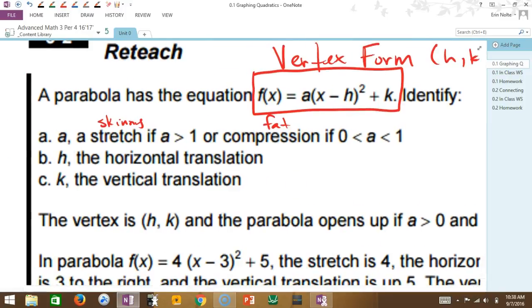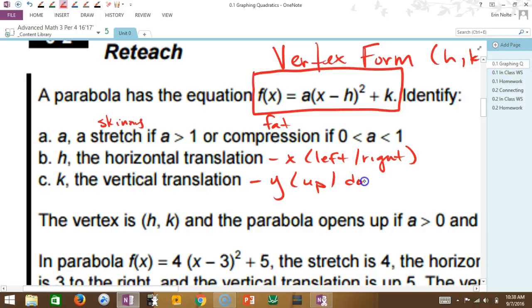Okay, so then the next part says the H is a horizontal translation. Is that an X or a Y movement? An X. Okay, so remember that's your left or right. So vertical is your Y. Your Y change, yeah. So that's either going to be up or down. I like up and down. That's so much more descriptive, very literal.